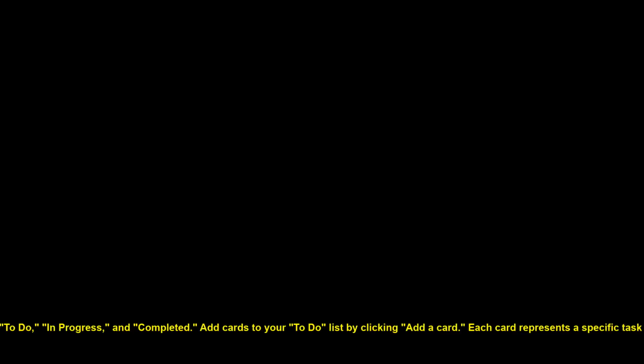Once your board is created, it's time to set up lists. Click Add a List to create columns for different stages of your tasks. Common list names include To Do, In Progress, and Completed.